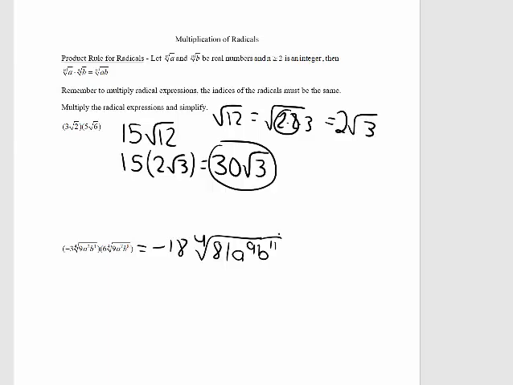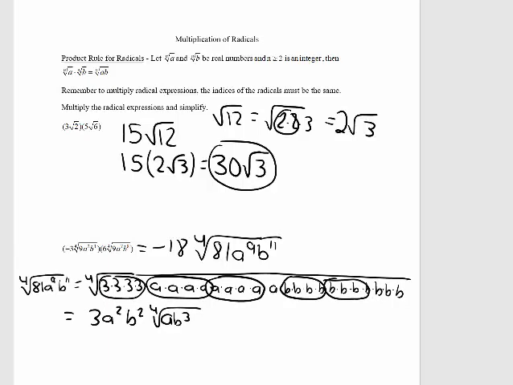Now, let's pull out all the perfect roots. So pulling out the perfect roots, we have 3a squared b squared times a fourth root of a b cubed. So let's do this then. Negative 18 times what we just pulled out. Not much left to simplify. Negative 18 times 3 is negative 54.